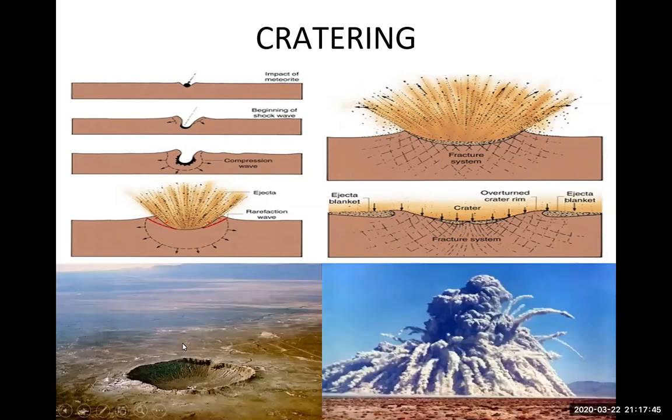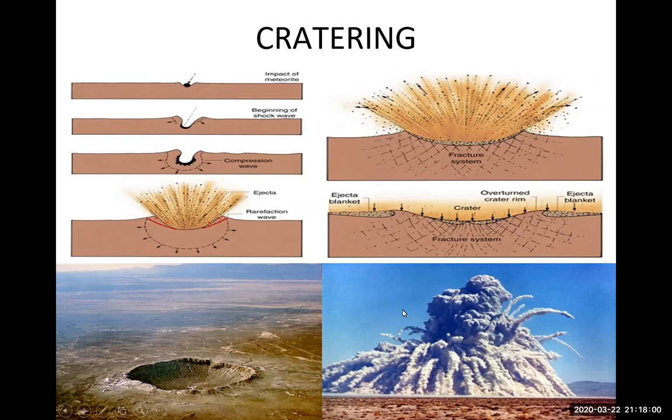So this picture that you see is a picture of the Barringer crater, sometimes called Meteor Crater, in Arizona. And you can see the actual crater that has been produced, and the actual consistency of rock in the center corresponds to the debris that you see right here in this fracture system.